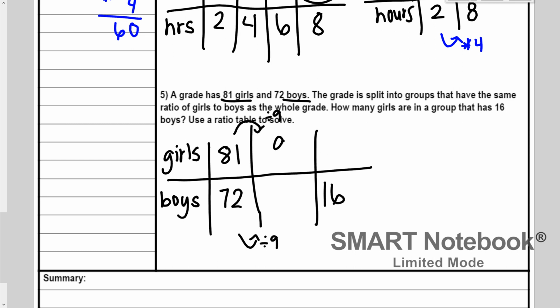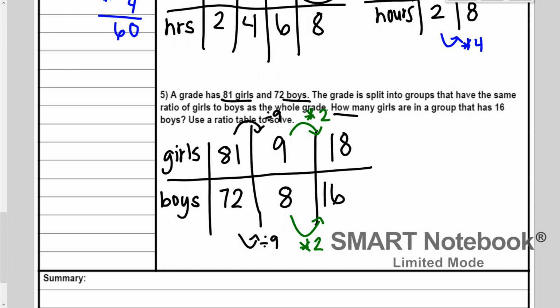81 divided by 9 would be 9. 72 divided by 9 would be 8. And notice how now that we have smaller numbers, we can get that 8 up to a 16. We get that 8 up to a 16 by multiplying by, and work ahead if you're ready to go, think to yourself, 8 times what is 16? It'll be 8 times 2. Whatever we do to the bottom, we have to do to the top. So we would do 9 times 2, and that would give us a final answer of 18.